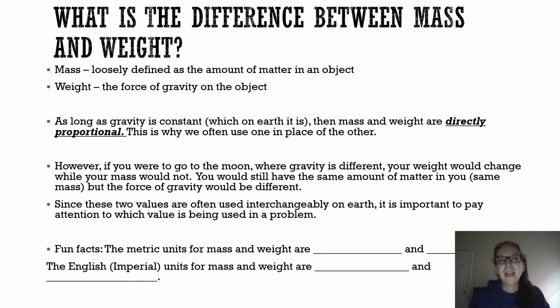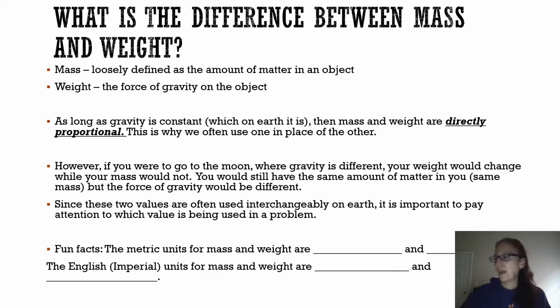So mass can be defined as the amount of matter in an object. You could think of it as like the number of atoms. That's not really the definition, but it kind of works to develop a sense of how much stuff is there in the object. That's its mass. Weight is actually the force of gravity acting on that mass.